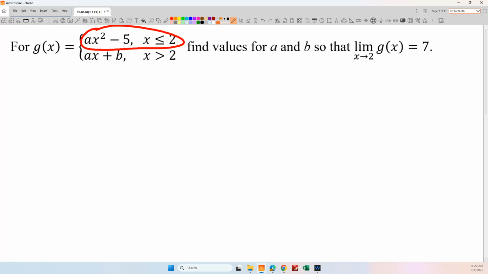Tell me what to write here. The limit of g of x, okay, but if we're approaching 2 from the left, I'm gonna be taking the limit of what? Ax squared minus 5. Has to equal 7, right? For this limit to exist, both one-sided limits have to be 7, okay? Good.